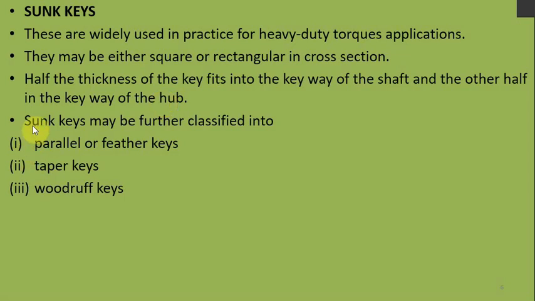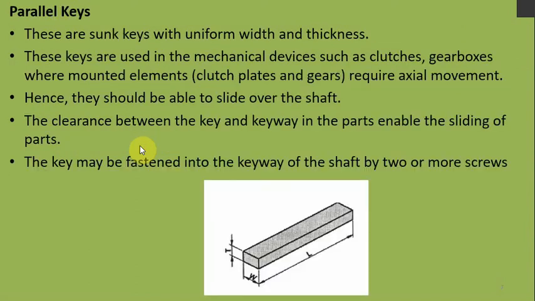Hub means maybe any kind of gear or clutch, whatever it is. And even that sunk key can be further classified into parallel key, taper key and Woodruff keys. Even in parallel and taper key, there are a variety of keys, like feather key. So, parallel key. These are sunk keys with uniform width and thickness.